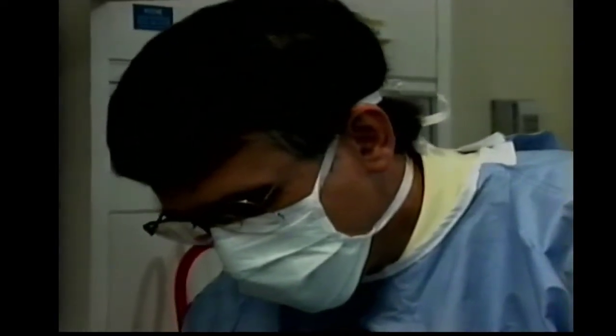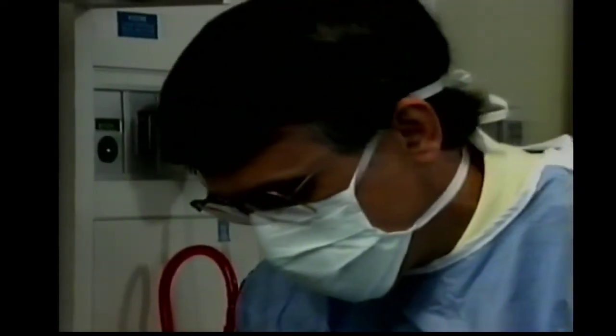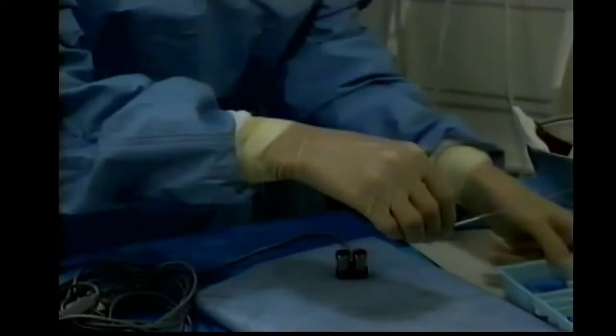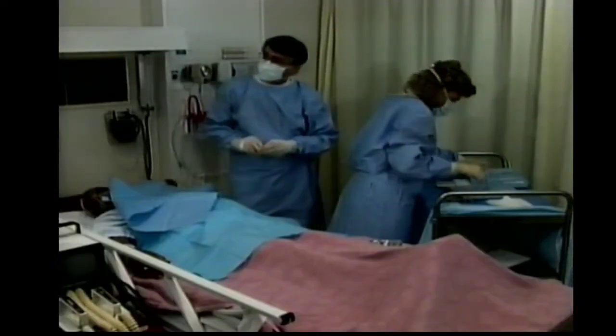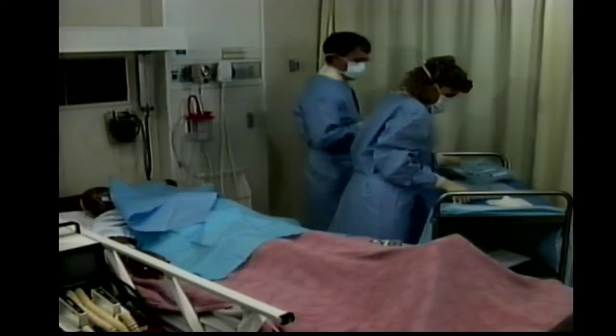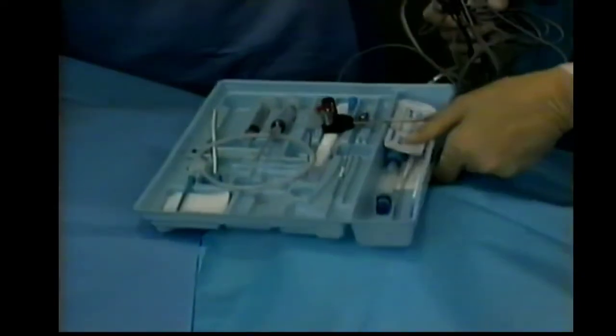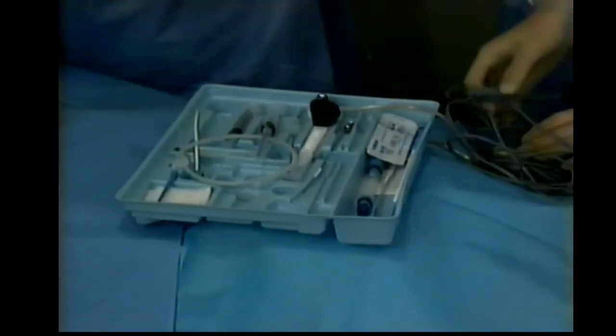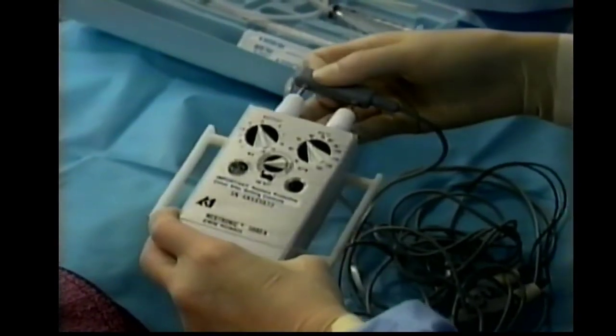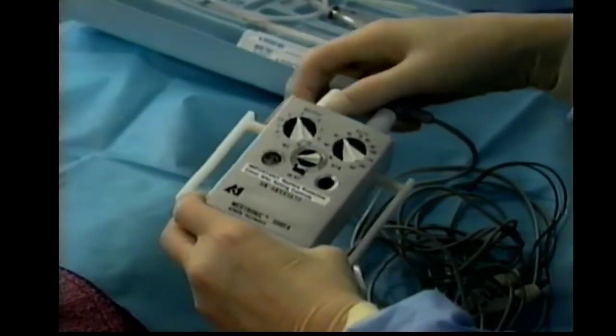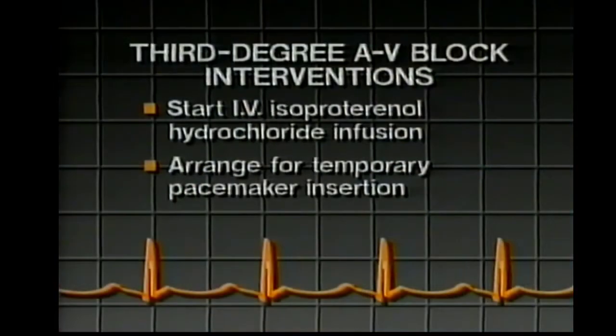The ventricles are not receiving any electrical impulses from the atria. Electrical impulses originating from the AV node or bundle of His are causing the ventricles to depolarize at a rate that is considerably slower than that of the normal SA node. Because the atria and the ventricles are depolarizing and contracting independently of each other, cardiac output is significantly compromised. This is an emergency situation. Immediate interventions include starting an IV isoproterenol hydrochloride infusion and arranging for a temporary pacemaker insertion.